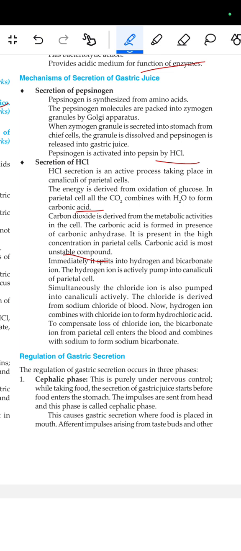The hydrogen ion is actively pumped into the canaliculi of the parietal cell. Simultaneously, the chloride ion is also pumped into the canaliculi actively. The chloride is derived from the sodium chloride of the blood. Now the hydrogen ion combines with the chloride ion to form hydrochloric acid. To compensate for the loss of the chloride ion, the bicarbonate ion from the parietal cell enters the blood and combines with sodium to form sodium bicarbonate.